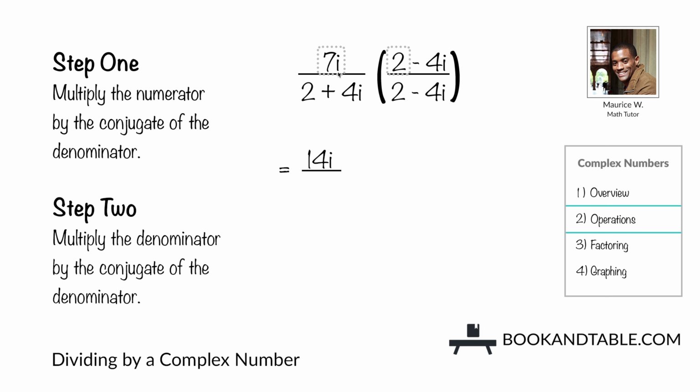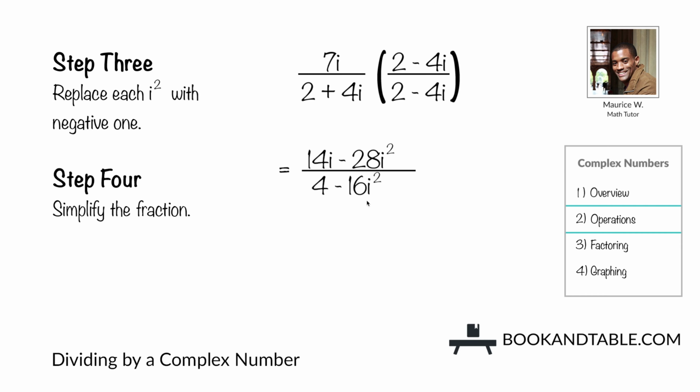So for step 1, 7i times 2 gives you 14i. Then you have 7i times negative 4i, which gives you negative 28i squared. And now we multiply the denominator by the conjugate. So that's 2 times 2, which equals 4. 2 times negative 4i gives us negative 8i. 4i times 2 gives us 8i, which negates the negative 8i. And 4i times negative 4i is negative 16i squared.